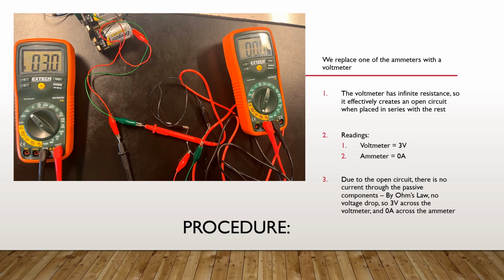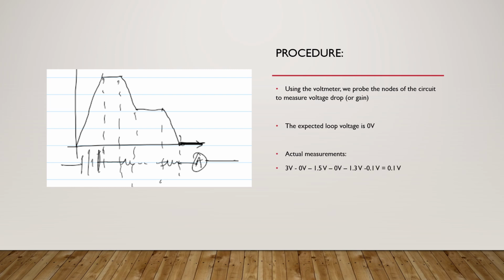Now, if we replace one of the ammeters with a voltmeter, because the voltmeter has infinite resistance, it effectively creates an open circuit. As we can see from the readings from the lab, the voltmeter reads 3 volts, whereas the ammeter reads 0 amps. Due to the open circuit, there is no current, and hence there is no voltage drop. So the voltmeter should read 3 volts, whereas the ammeter should read 0 amps, as is the case from the image in the lab.